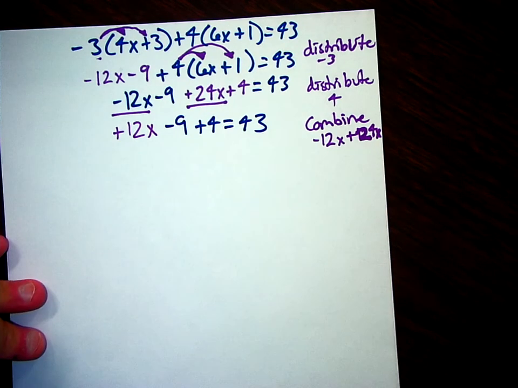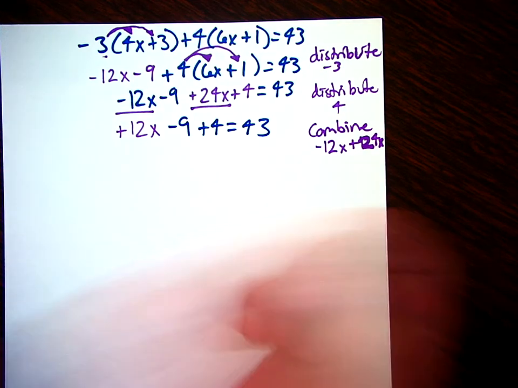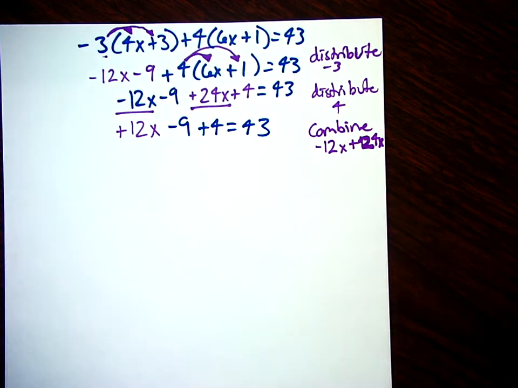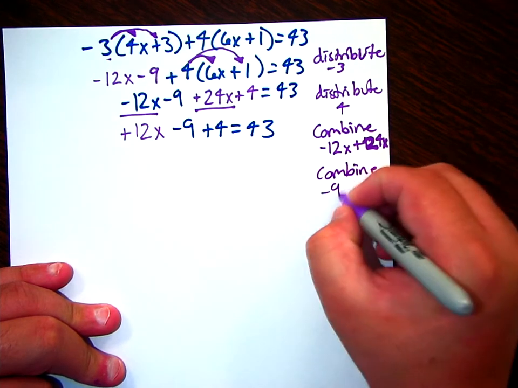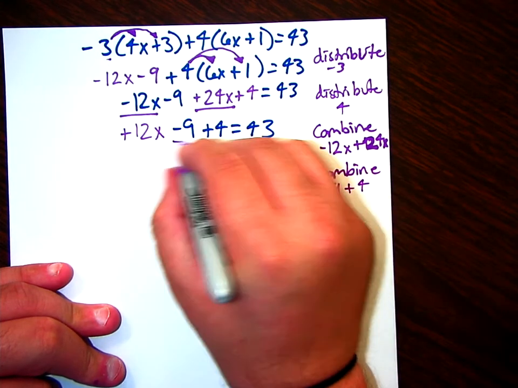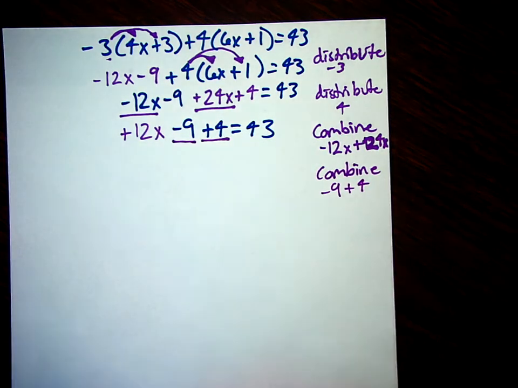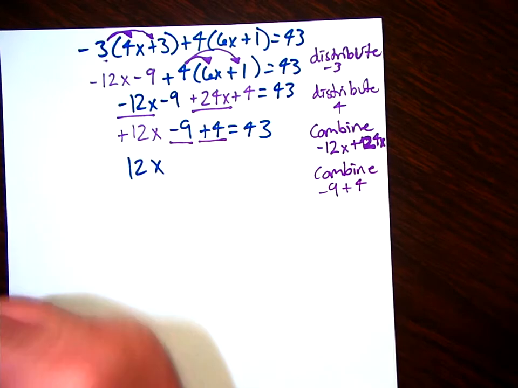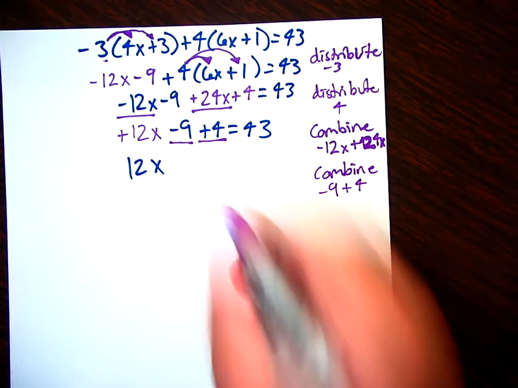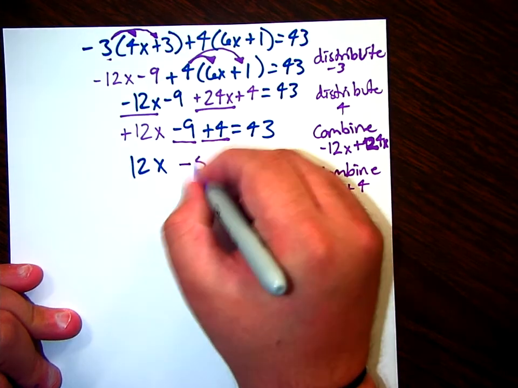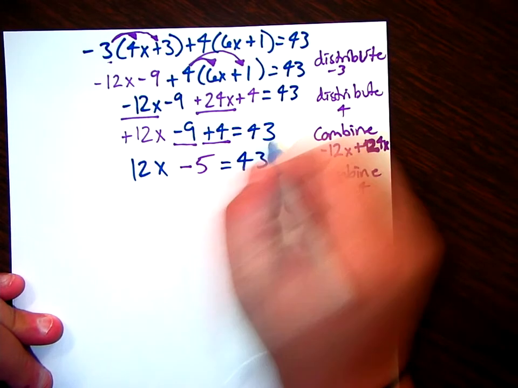Now we have 2 more like terms, so we have to continue combining like terms until we can't anymore on this left-hand side of the equal sign. So now we're going to combine negative 9 plus 4. Over here I have 12x, and then negative 9 plus 4 is going to be negative or minus 5 equals 43.